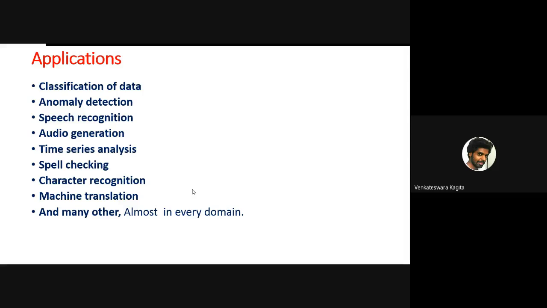Cat versus dog. Or anomaly detection: given a sequence of transactions made by the customer, whether it is an anomaly or a normal transaction, you can just detect that using deep learning.